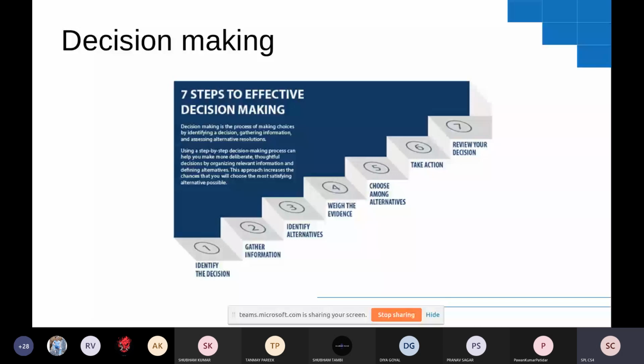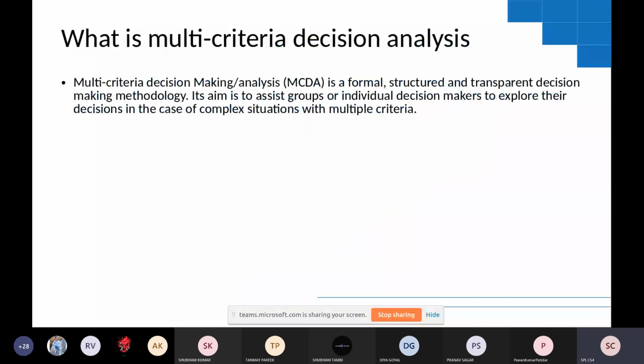And finally, when you have taken an action or made a decision, you review your decision. All this comes into something called multi-criteria decision making approaches. This is what MCDA, or multi-criteria decision making analysis, is. It's a formal, structured and transparent decision making methodology. Its aim is to assist group or individual decision makers to explore decisions in complex situations with multiple criteria. It's similar to a group decision making process.